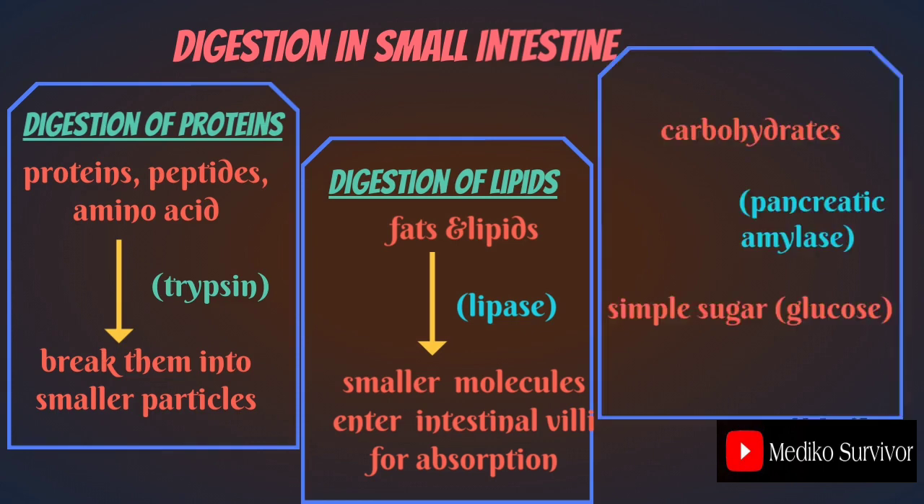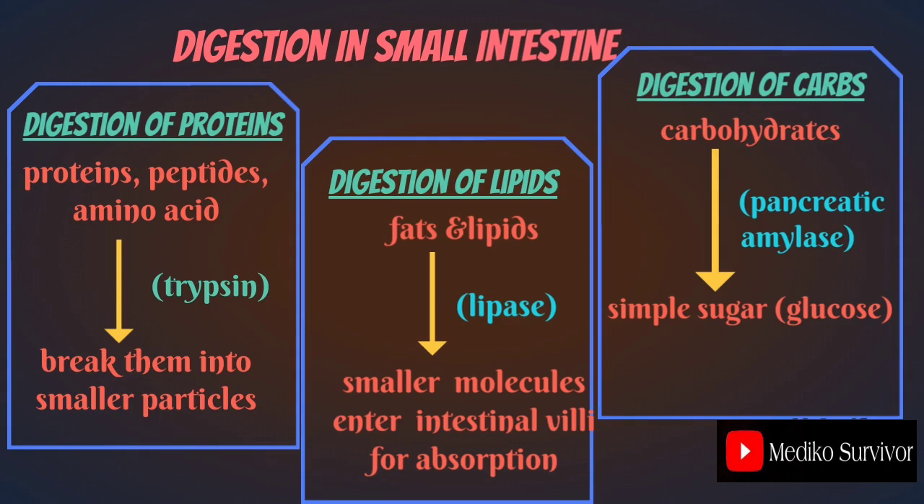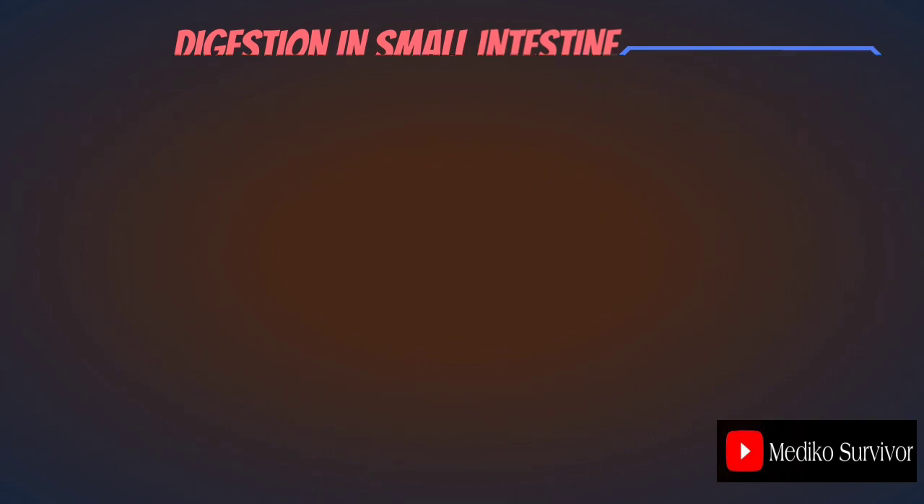Carbohydrate digestion involves pancreatic amylase for converting them into simpler sugars, like glucose and oligosaccharides. Further absorption of digested food occurs through intestinal villi. As peristalsis continues, the waste products of the digestive process move into the large intestine.